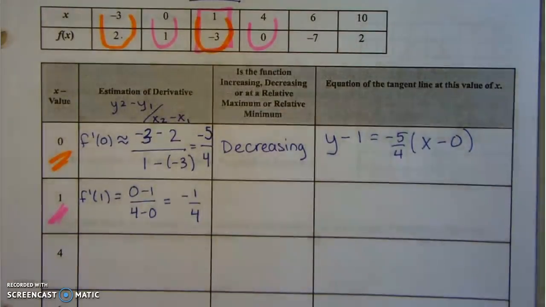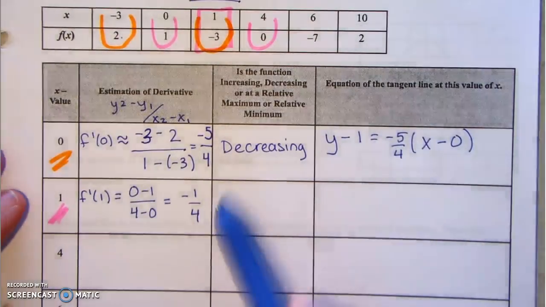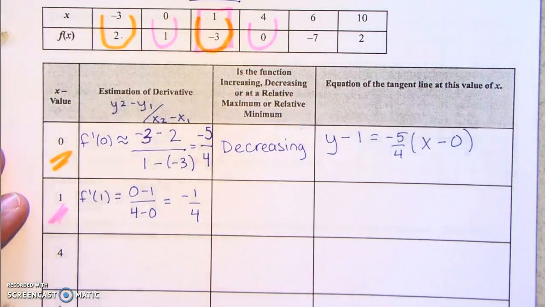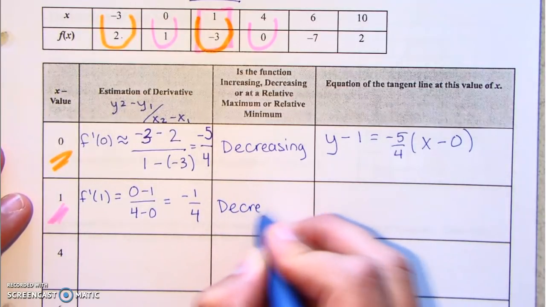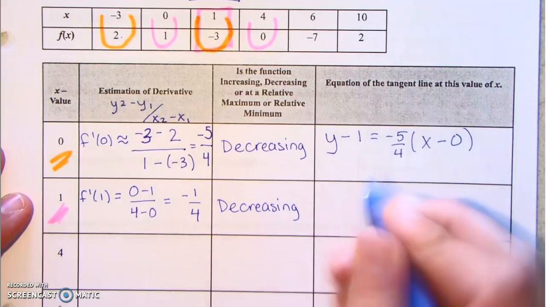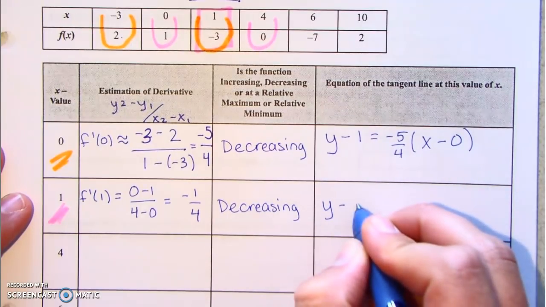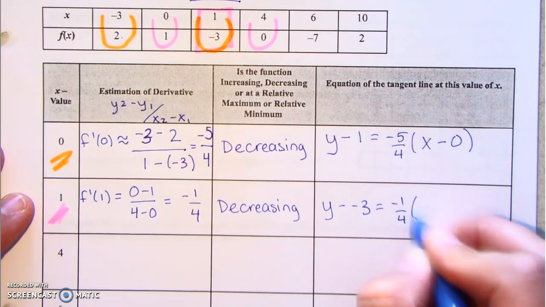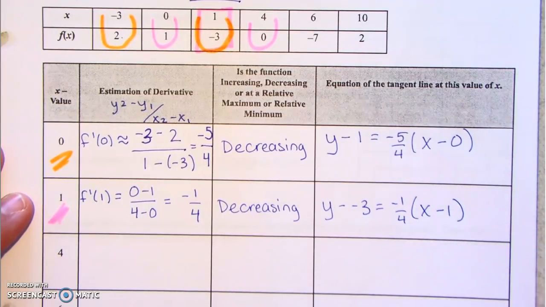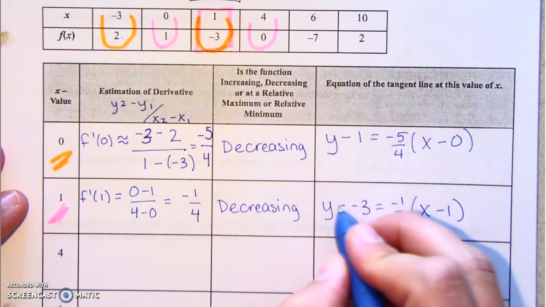Okay, the lights. I don't have time for this. Okay, increasing, decreasing, max or min. What do you guys think? It's negative, so it's going to be decreasing. And we have y minus the y value equals the slope of the tangent line times x minus the x value. And simplify that. Okay, 1 minute.